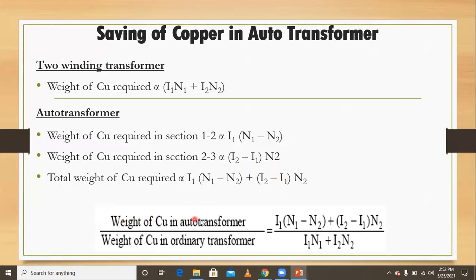Then the weight of the copper in the auto transformer by the weight of the copper in the ordinary two winding transformer is equal to the copper in the auto transformer, that is I1 into N1 minus N2 plus I2 minus I1 into N2, divided by the weight of the copper in the ordinary transformer, I1 N1 plus I2 N2. Then simplify.